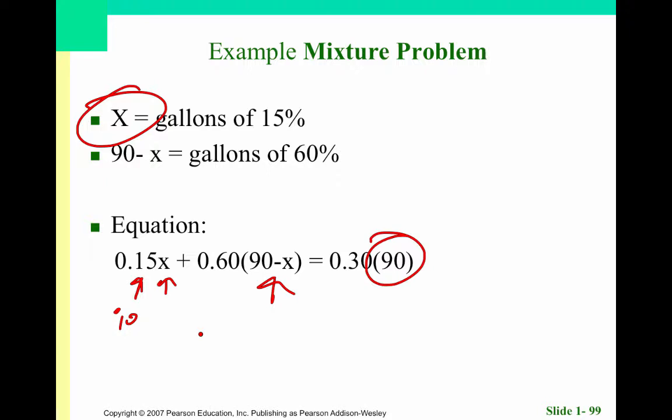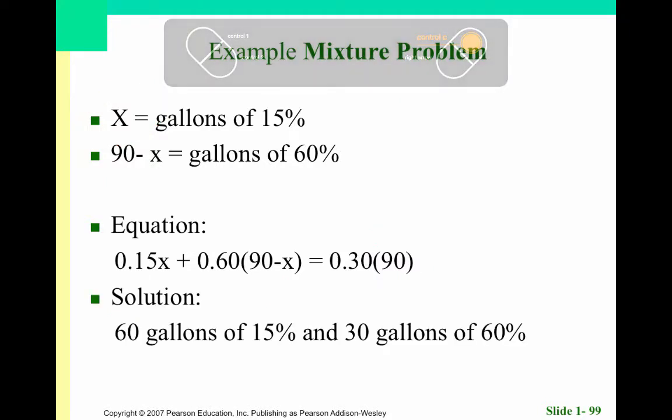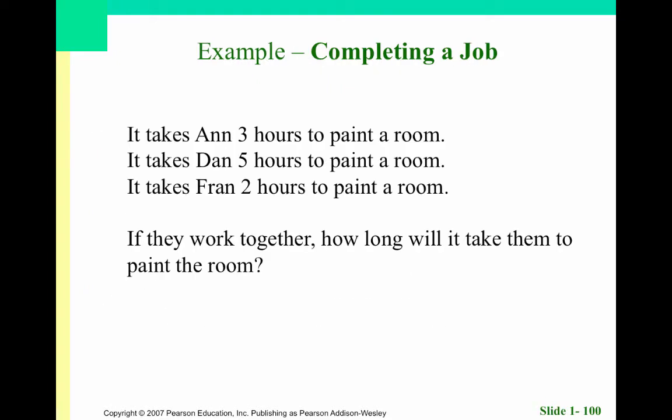So ready to go. So percent plus percent equals percent, and we want 30% at 90 gallons. And then that can be solved, and you get 60 and 60. You can solve the equation.